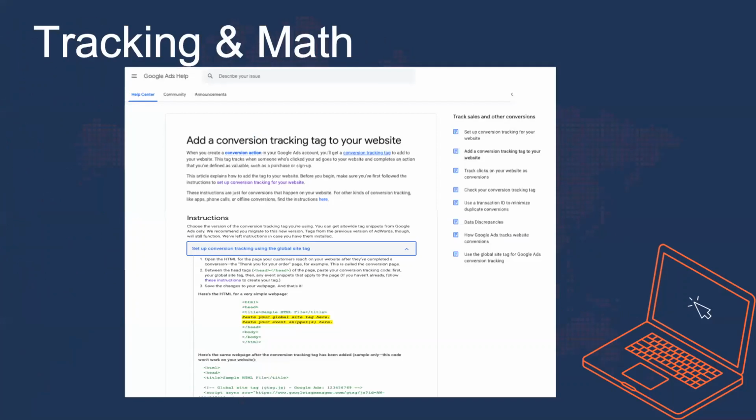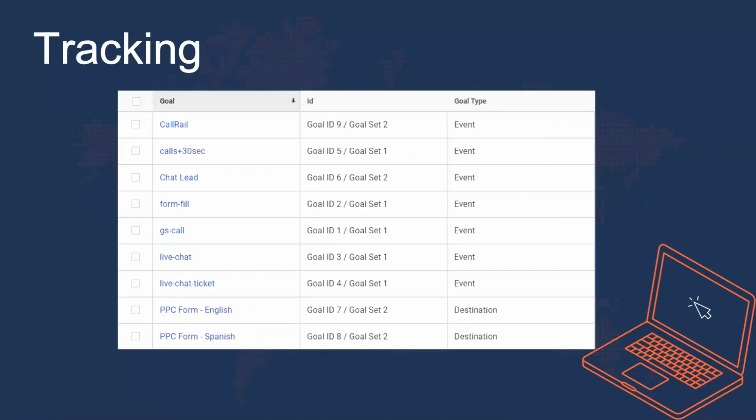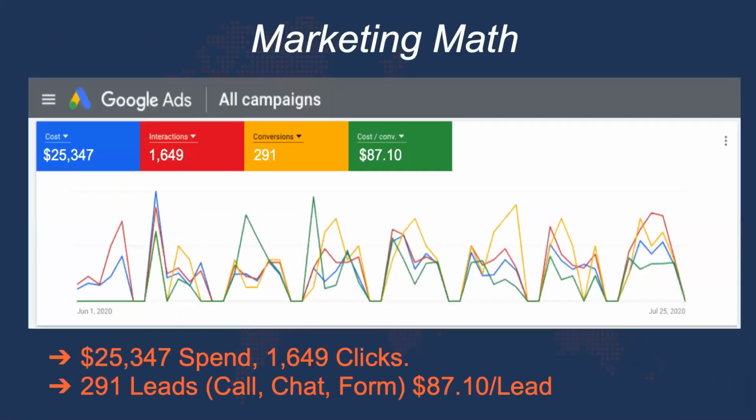How do you do that tracking? Well, here in Google Ads Help, we just search for conversion tracking. You add a little tag to your website. Now your webmaster will know how to do this, and then it gives us all that information. So here we see the CallRail is a goal, calls 30 seconds or more. So we're saying, if someone calls in and hangs up, that's not really a lead. Here's our chat leads, our form fills, different things like calls from Google My Business and things like that. So we're very, very precise in setting up the tracking.